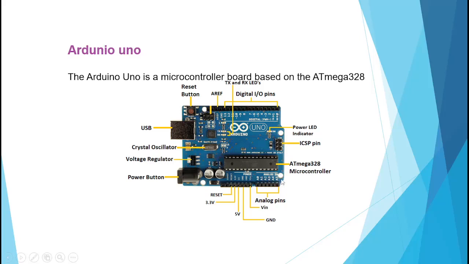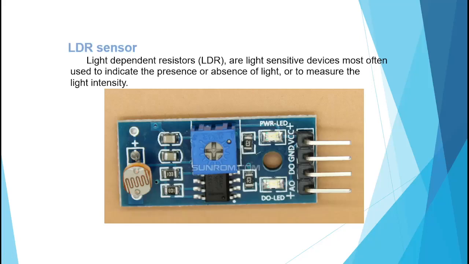Coming to the next component, that is LDR. LDR is a light dependent resistor sensor. It is a light sensitive device most often used to indicate the presence or absence of light or measure the light intensity. It has a variable resistance that changes with the light intensity that falls upon it. Whenever more light is falling on the LDR, it means less resistance and more voltage. Whenever less light is falling on the LDR, it means more resistance and less voltage. Based on this LDR, we are going to control the lights, whether they should be on or off.